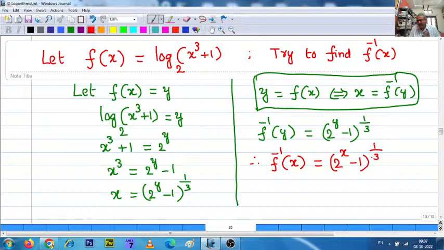So now my dear students, what do you observe? This is a very, very important observation that has to be made to crack this problem.